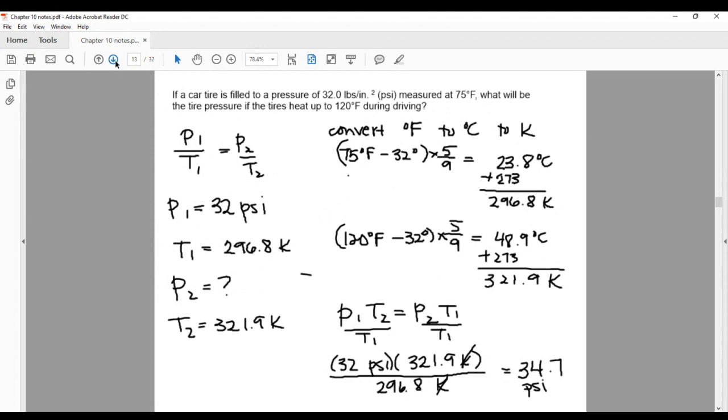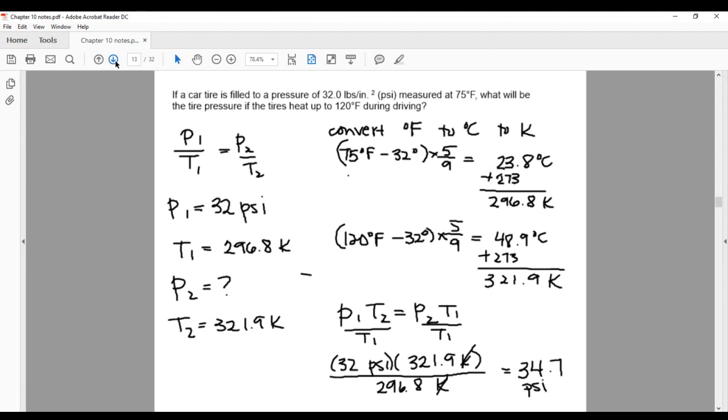If a car tire is filled to a pressure of 32.0 psi at 75 degrees Fahrenheit, what will be the tire pressure if the tires heat up to 120 degrees during driving? So I know I'm dealing with pressure and temperature because those are the variables they give me. And the first thing I've got to do is convert Fahrenheit to Celsius to Kelvin. So I do that. You can see there in my calculations, I take my Fahrenheit, subtract 32 degrees, and then multiply by 5, divide by 9. And I end up with these Kelvin values.